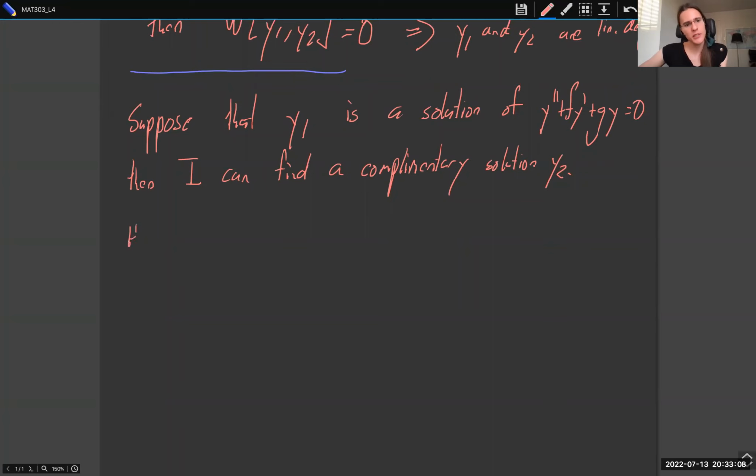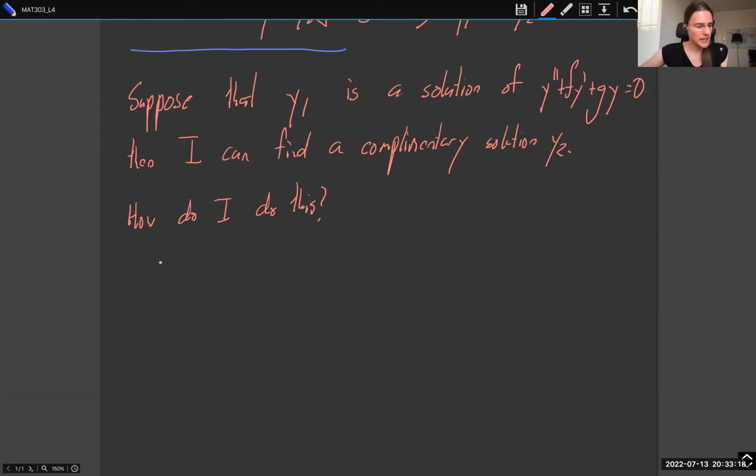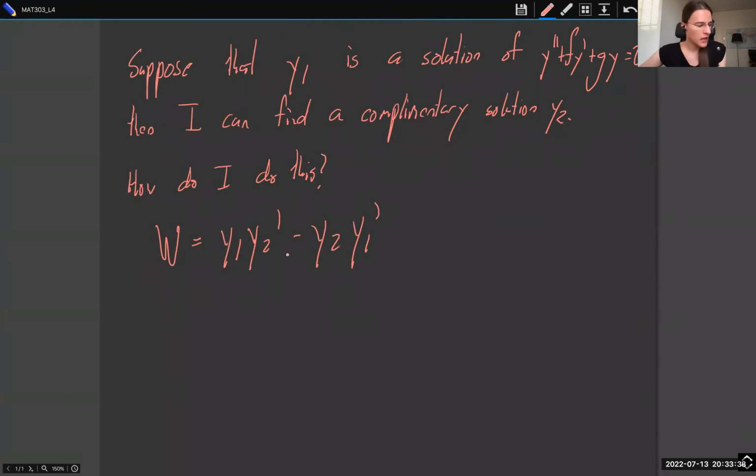So how do I do this? Well, this is actually a pretty neat trick. So we're going to solve for y2. The Wronskian is equal to y1 y2' minus y2 y1' for some solution y2. And then I'm going to divide everything by y1 squared.